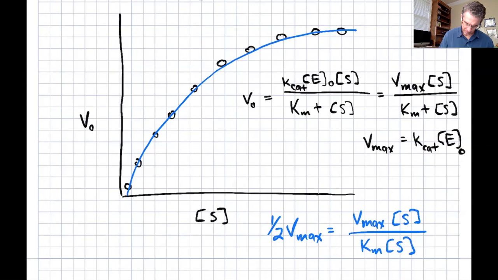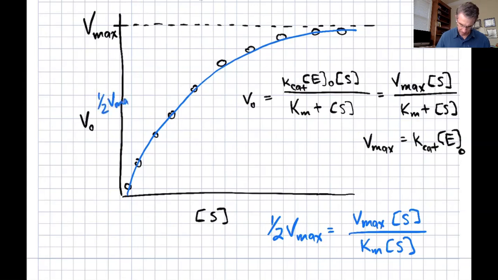In other words, if our maximum rate up here was set, of course, by that asymptote here, and if we came down here to this 1/2 Vmax point, what does that tell us?